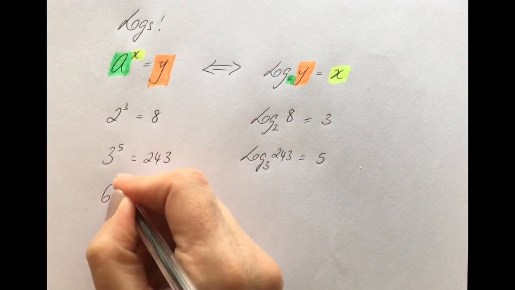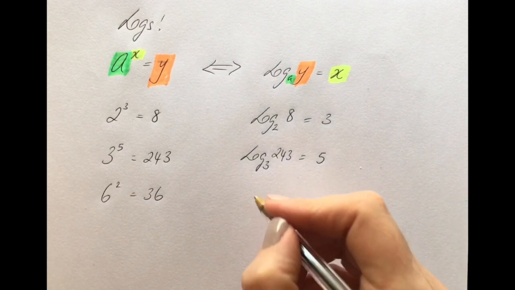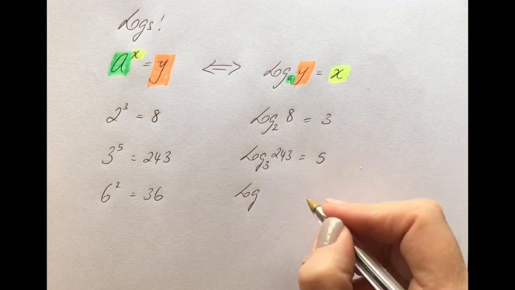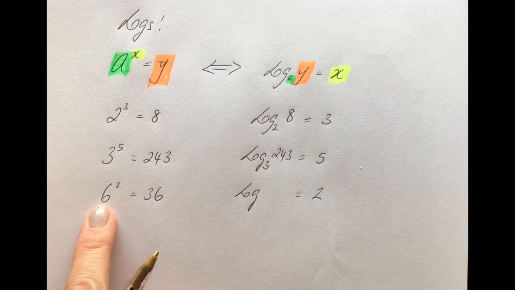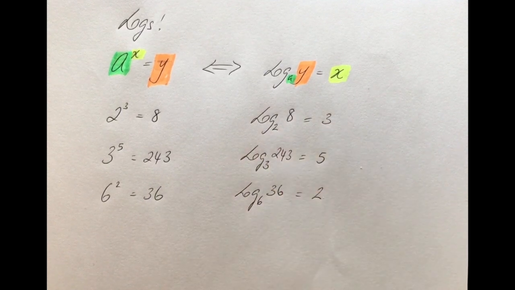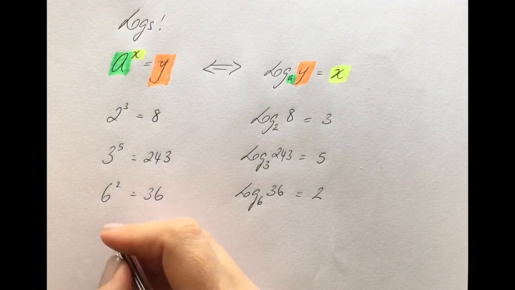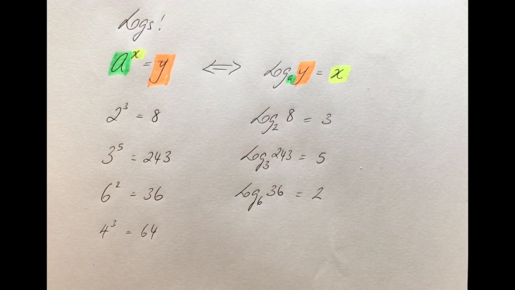Try this one. 6 squared is equal to 36. Pause the video, write this one in log form. Okay, again we have log is always equal to the power. The power is 2. What's being raised is therefore the base. And of course 36 then goes in here. Let's try another one. 4 cubed is equal to 64. Write that in log form. Pause the video, see how you get on.